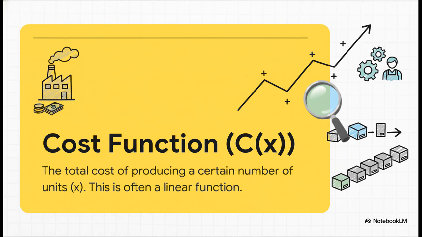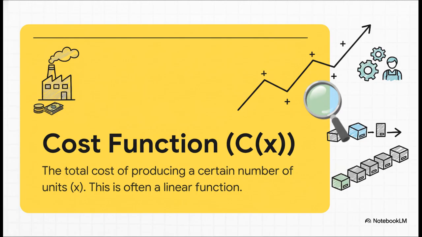And that makes sense because costs usually fall into two main buckets. First, you have fixed costs. These are the things you have to pay for no matter what, even if you don't produce a single item. Think about the rent for your factory, insurance, the salaries of your office staff. In a linear function, C of X equals mx plus b, the fixed costs are that y-intercept, the b.